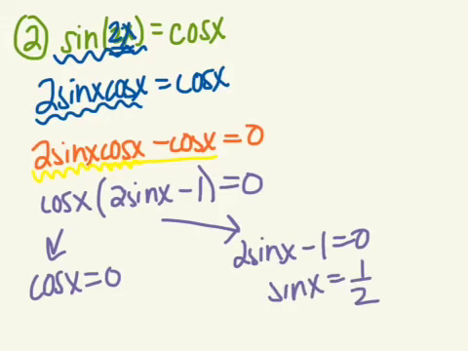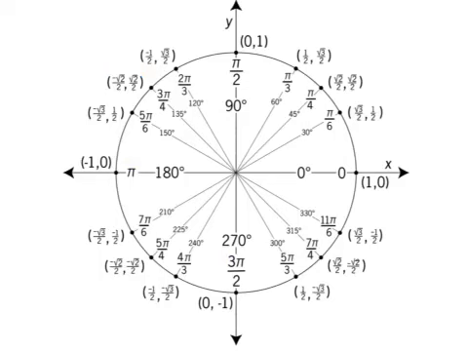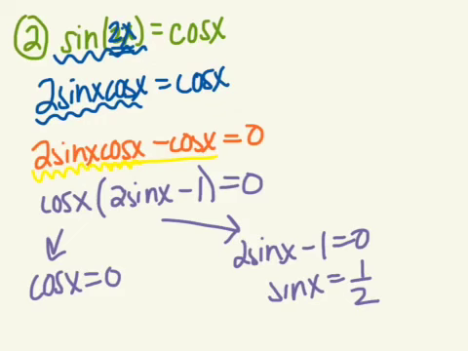Alright, so first we're going to look for where cosine is equal to 0. So if you look at your unit circle, cosine is equal to 0, so you're looking for our x-coordinate up at pi over 2. And cosine is also equal to 0 at 3 pi over 2. So those are going to be our two answers for the cosine side. So x is equal to pi over 2 and 3 pi over 2.